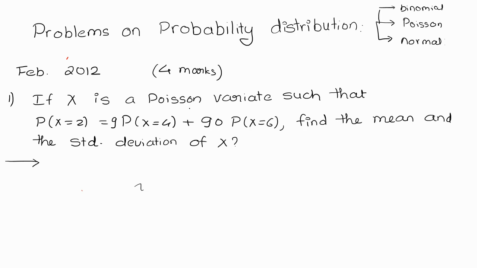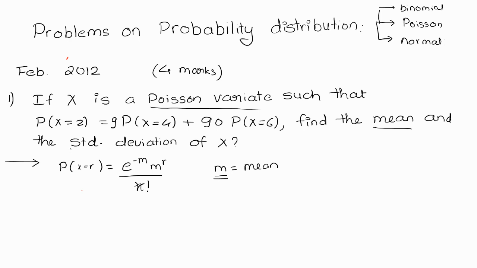Firstly, it is given that it is a Poisson variate. Poisson variate means Poisson distribution, that is, the probability of x is equals to r is e raised to minus m, m raised to r upon r factorial, as the formula. Okay, this we have seen. Now out of this, m is the mean. And also what it asked, find the mean and the standard deviation of x. So the question is about finding the mean.